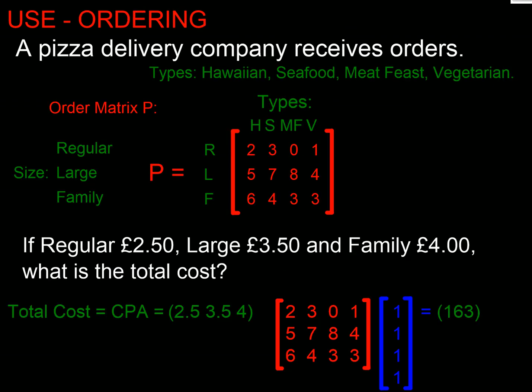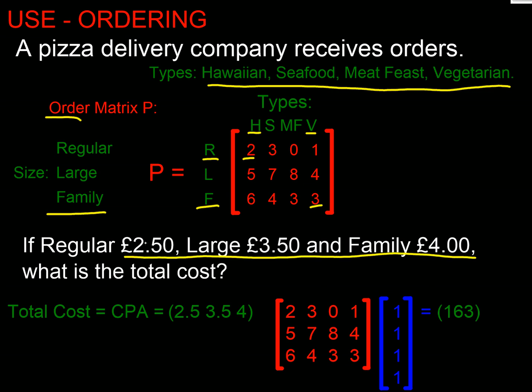And next one is quite often used by companies where they're capturing lots of data. So if I'm running a pizza delivery company and I've got 4 types of pizza, Hawaiian, seafood, meat feast and vegetarian, I've got 3 sizes, regular, large and family. Each evening I might work out how much I've sold, what my orders were, and put it into a matrix. So here this 2 means that I sold 2 Hawaiian regulars, or this 3 tells me that I sold 3 vegetarian family pizzas.